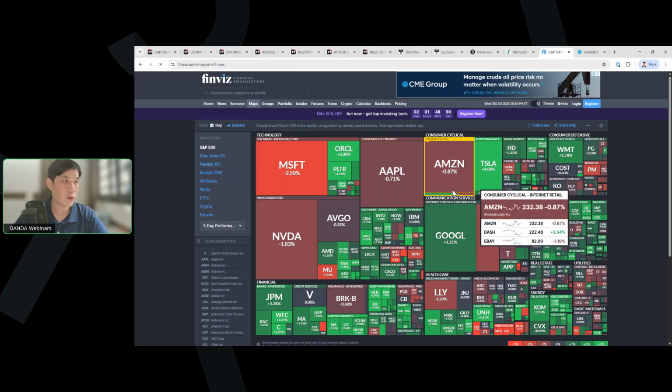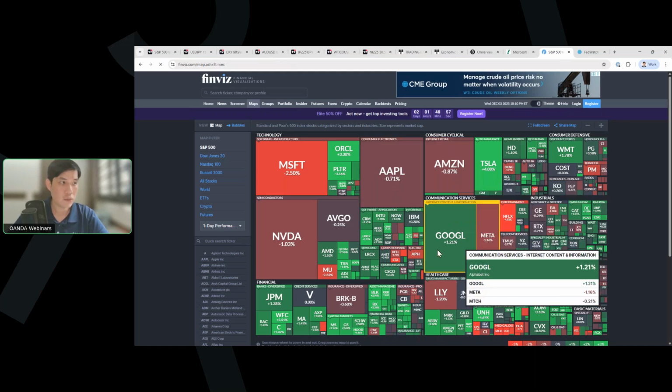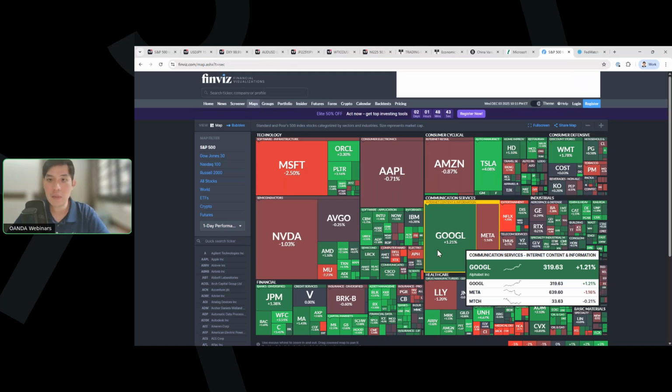Amazon down negative 0.8%, but thanks to Google, which gained 1.21%, that managed to allow the Nasdaq 100 to close in the green yesterday. All right, so that covers the first segment of the daily dose. So let me now move on.